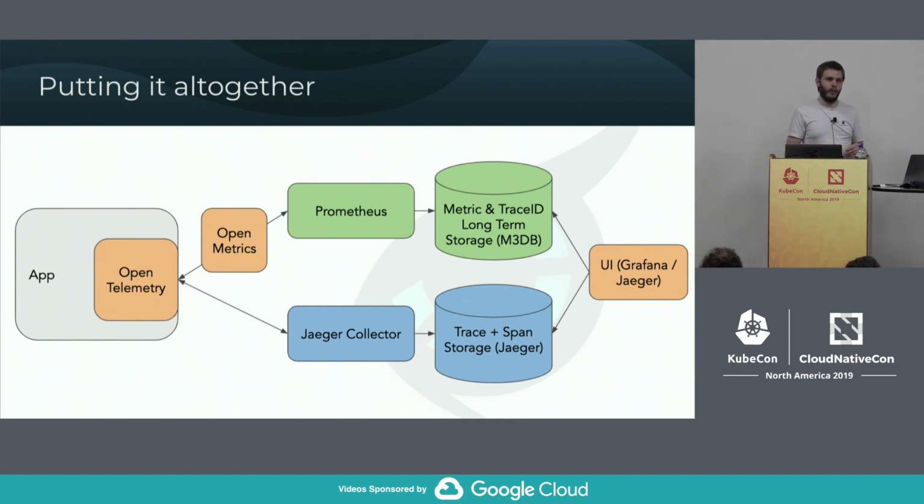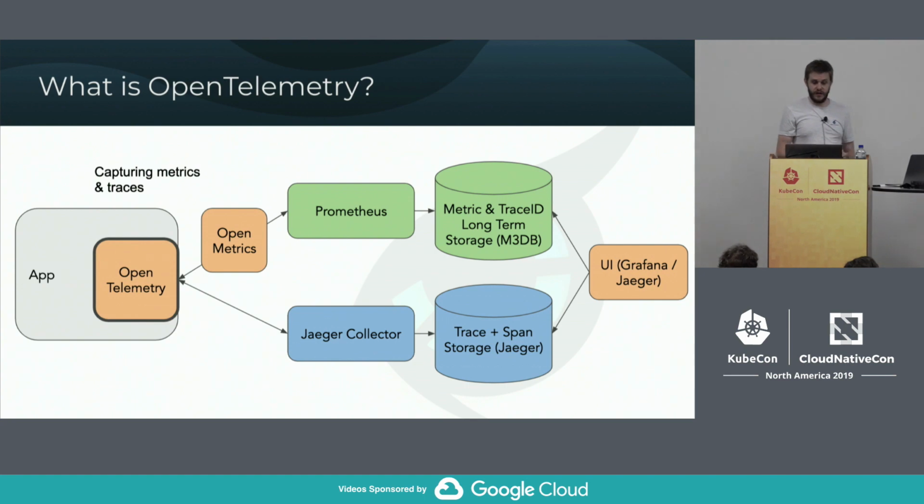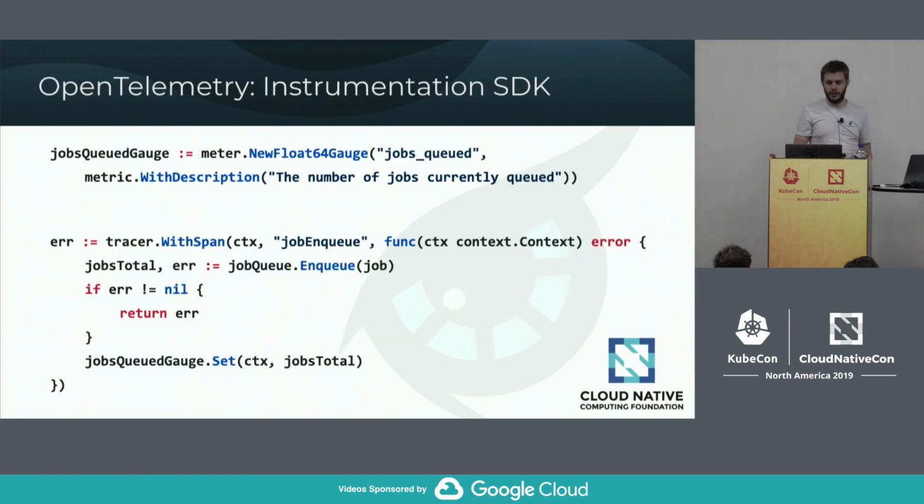So whether that's a vendor, whether that's Prometheus, and whether that's Jaeger for traces, it doesn't really matter. You write the code once, and it exports to these different formats and backends. And so I wanted to dive in a little bit more into OpenTelemetry.